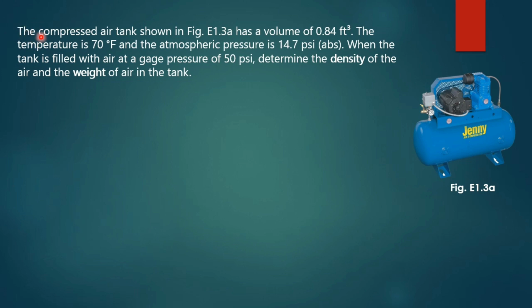The compressed air tank shown in figure E1.3a has a volume of 0.84 feet cube. The temperature is 70 degrees Fahrenheit and the atmospheric pressure is 14.7 pounds per square inch. When the tank is filled with air at a gauge pressure of 50 pounds per square inch, determine the density of the air and the weight of the air in the tank.